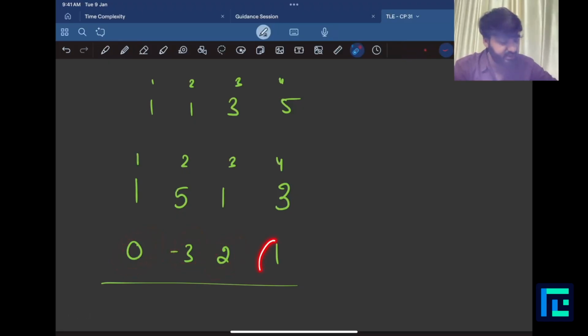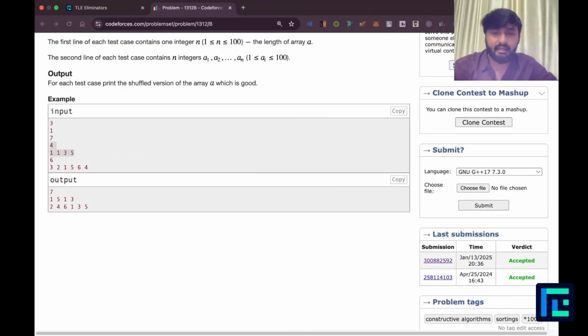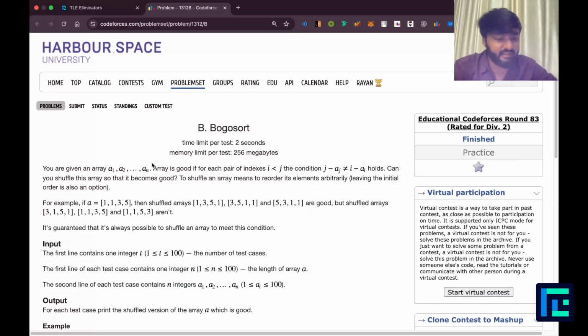No, they don't, which clearly means this is a good array. All right, great. I think we have understood the problem. Let's look into the time complexity that is expected now.